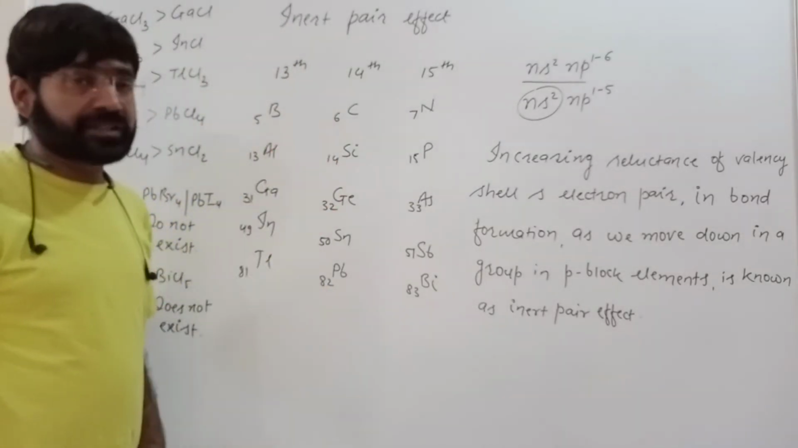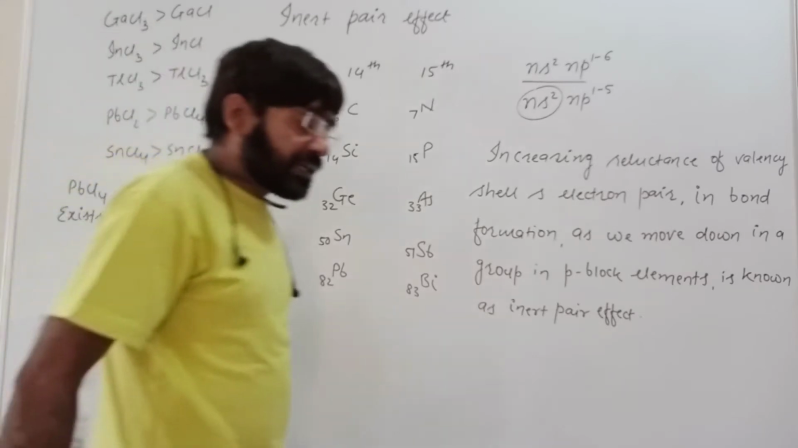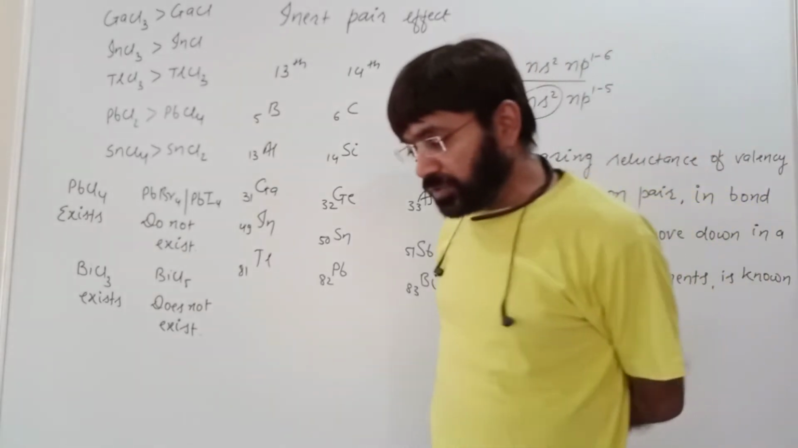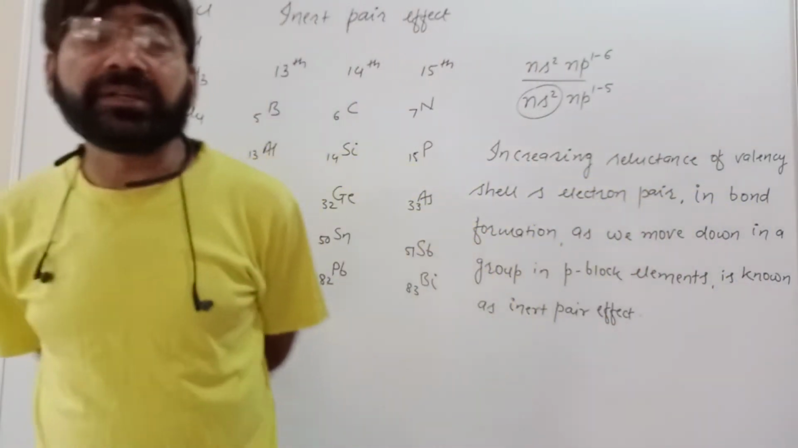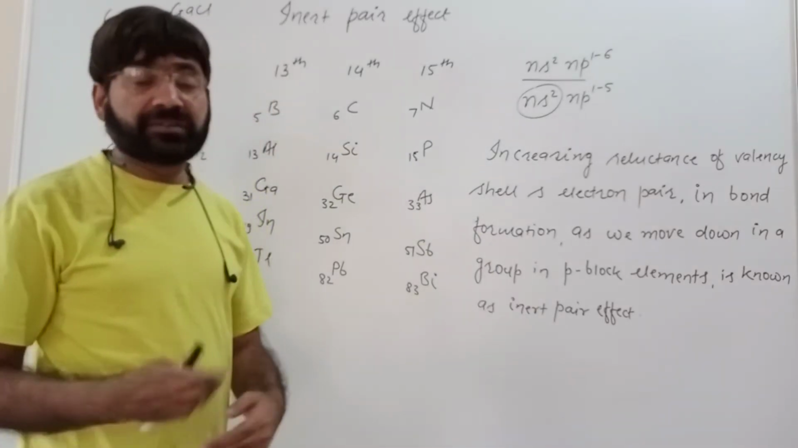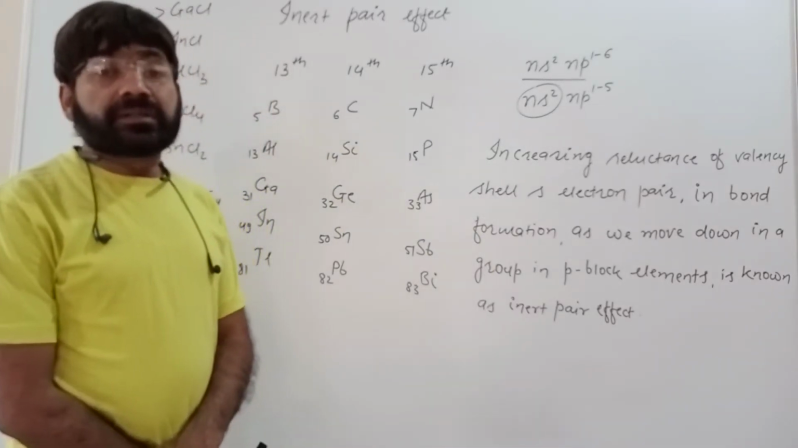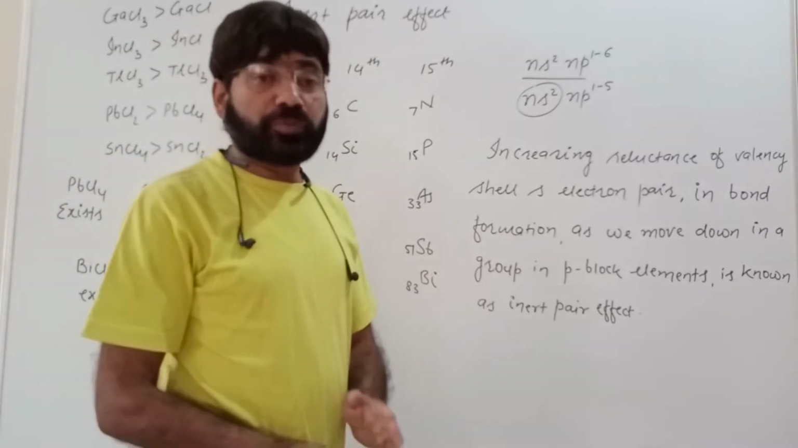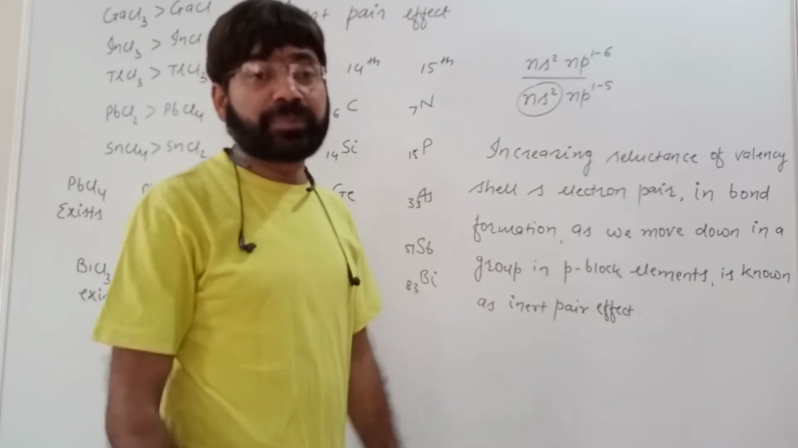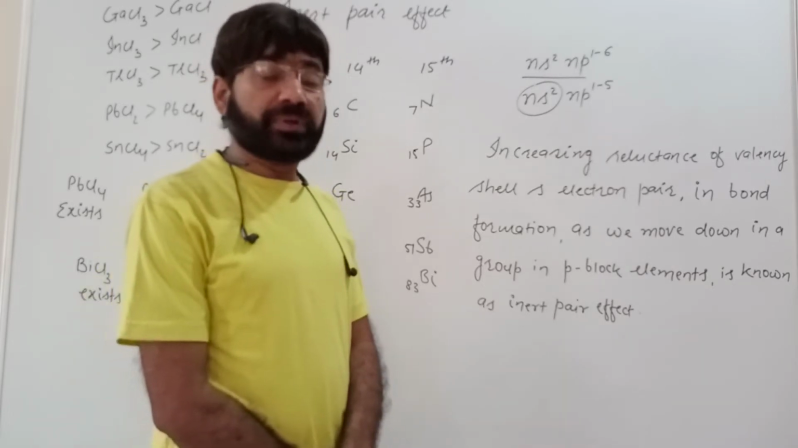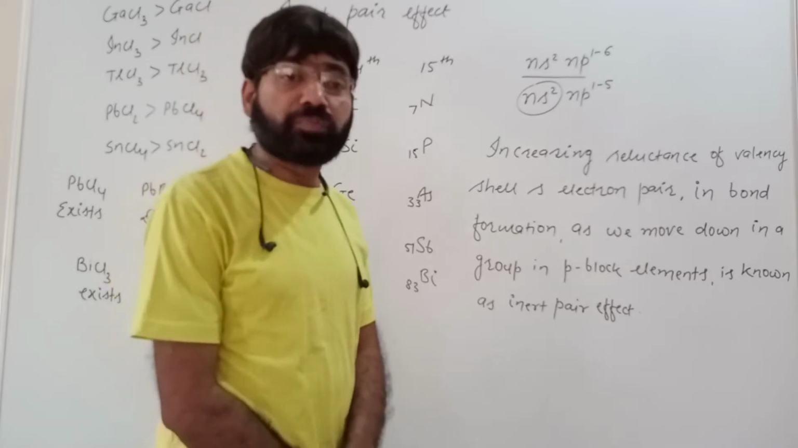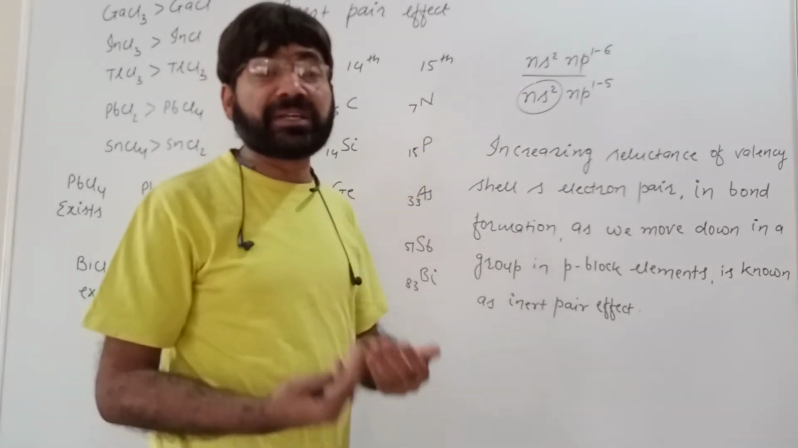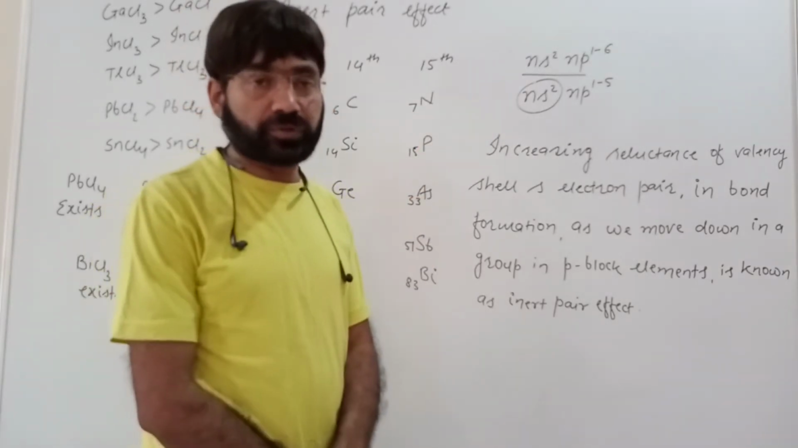What is the cause of this inert pair effect? Normally we find that as we move down in a group, the size of the atom increases. And as the size of the atom increases, the valency shell electrons should be lost easily rather than being held tightly. They should be ready to be involved in bond formation. But here we are finding that this electron pair of the valency shell becomes increasingly inert as we move down in a group.